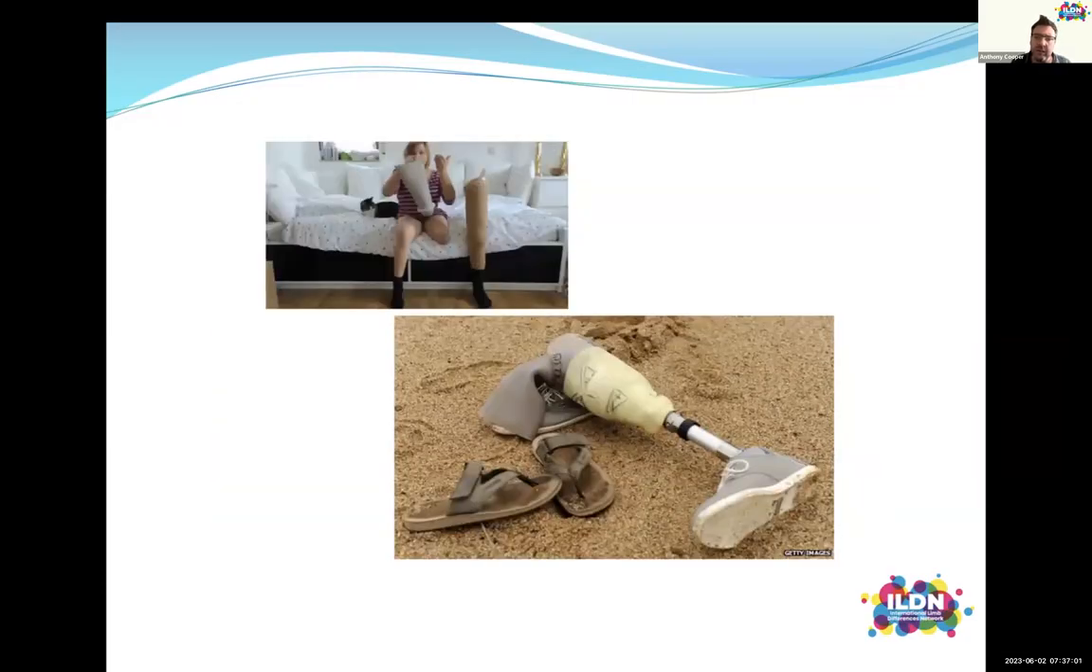And perhaps it's that these studies aren't really capturing some of the true impacts that having an amputation has. For example, do these studies capture what it feels like to have to get up in the middle of the night to put your leg on to go to the toilet, or what it's like to have sand in your prosthesis when you go to the beach?